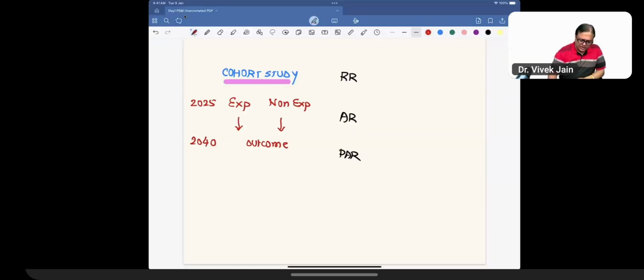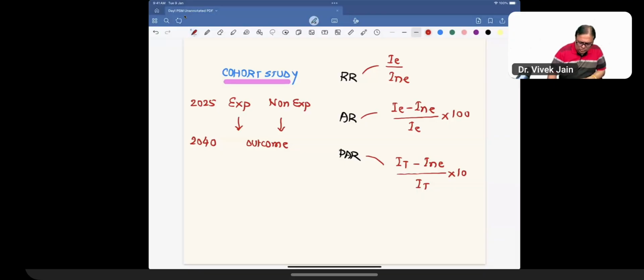And out of them, relative risk formula: incidence in exposed by incidence in non-exposed. Attributable risk: incidence in exposed minus incidence in non-exposed, upon incidence in exposed, into 100. Population attributable risk: incidence in total minus incidence in non-exposed, upon incidence in total, into 100. How many of you were able to mark all the three formulae correctly without looking at notes?